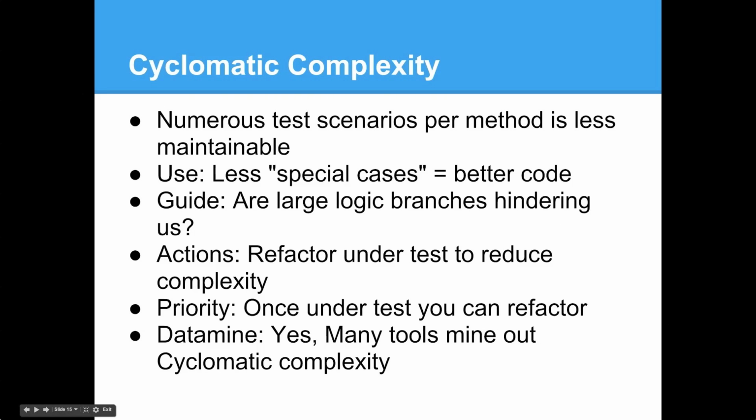Cyclomatic complexity is another great metric. Numerous test scenarios per method is less maintainable, and that's what results from cyclomatic complexity. It's basically the number of branches logic needs to make before the execution of a particular set of code.